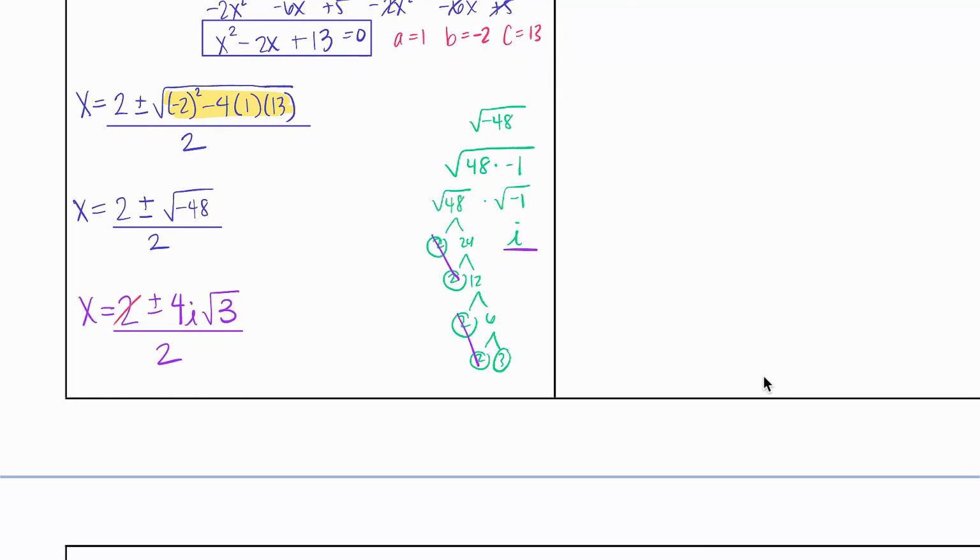Okay, last step, we see if we can simplify all 3 of those numbers. They can all be divided by 2, so I get 1 plus or minus 2i square root of 3 over 1, or you could just leave it like this.